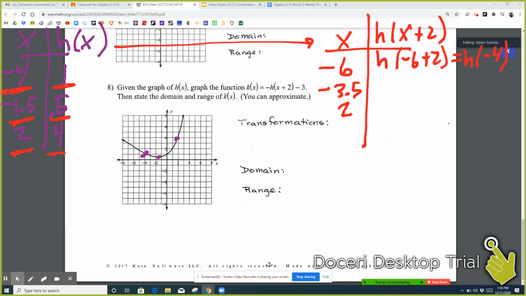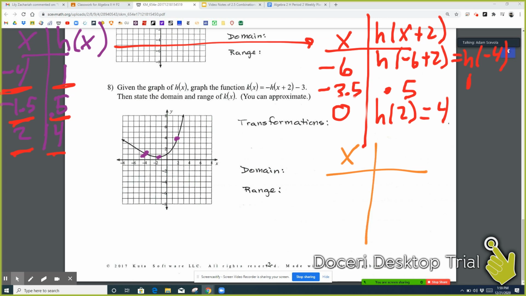So I get h of -4, which I know is 1. All right. And if I plug in -3.5, I'll get 0.5 because that will be h of -1.5. And if I plug in 2, I never subtracted 2 from that. So that would be 0 here. So if I plug in 0, I would get h of 2, which I know is 4. All right. So these would be the points on h of x plus 2.